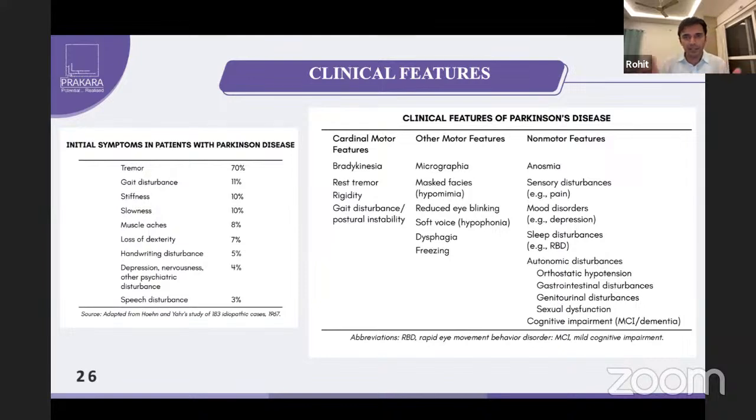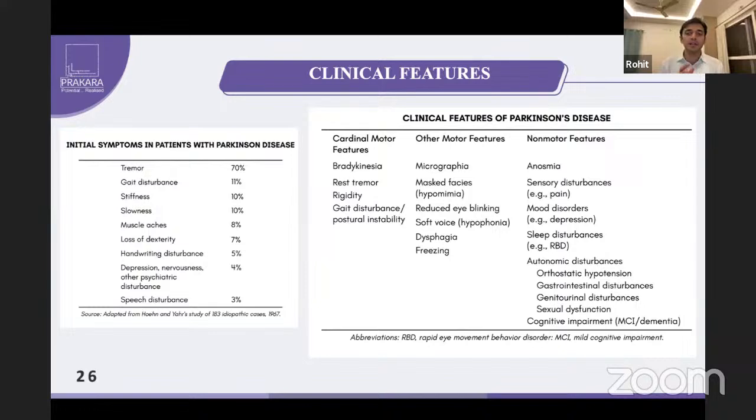So to revise all the clinical features of Parkinson disease, we have the cardinal motor features, that is bradykinesia, rest tremor, rigidity, and postural instability. Or they could have non-cardinal motor features like micrographia, that is small handwriting, or masked faces, which is called hypomimia, or reduced eye blinking, or hypophonia, or dysphagia, or freezing of gait. Whereas the non-motor features could be anosmia, sensory disturbances, sleep disturbances, or autonomic disturbances.